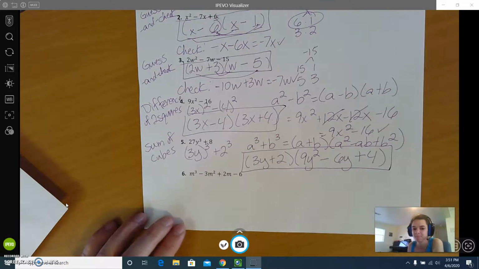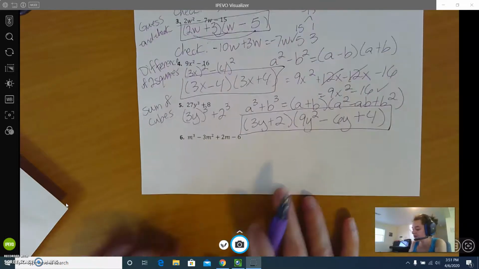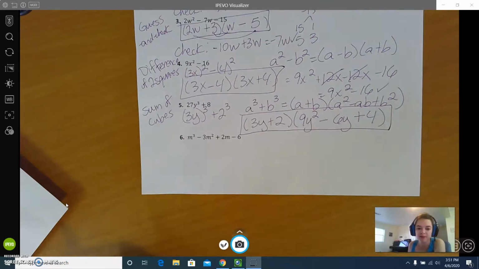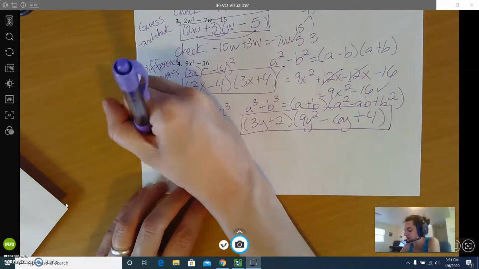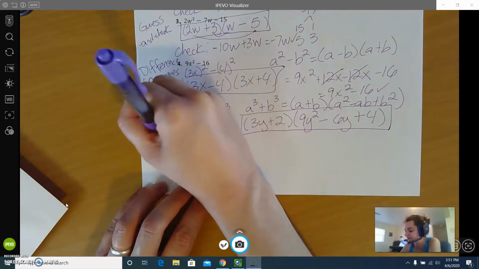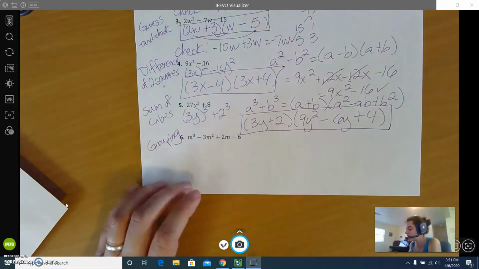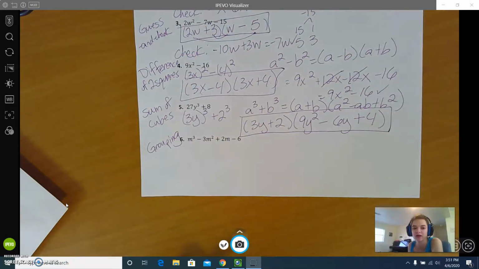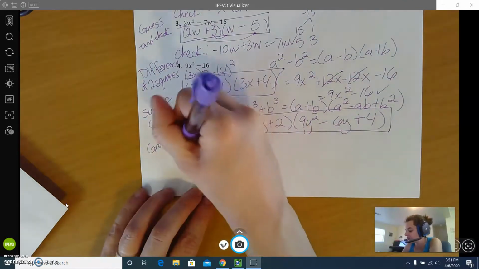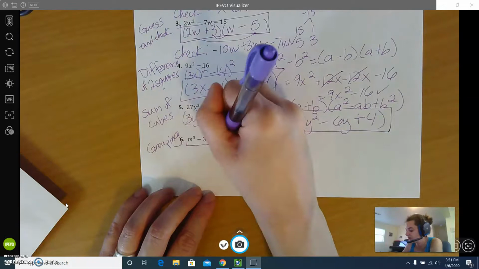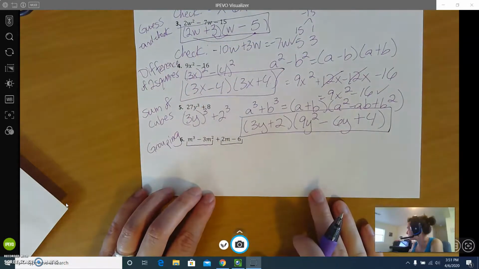Okay? The last one we have is m to the third minus 3m squared plus 2m minus 6. This polynomial has 4 terms, and to factor a 4-term polynomial, you're looking at factoring by grouping. So you can tell by how many terms you have what kind of factoring you're looking at. Okay? For grouping, we break it into 2 groups. My first 2 terms and my last 2 terms.